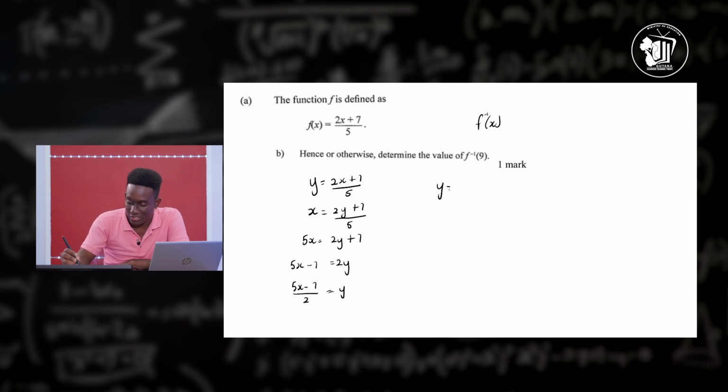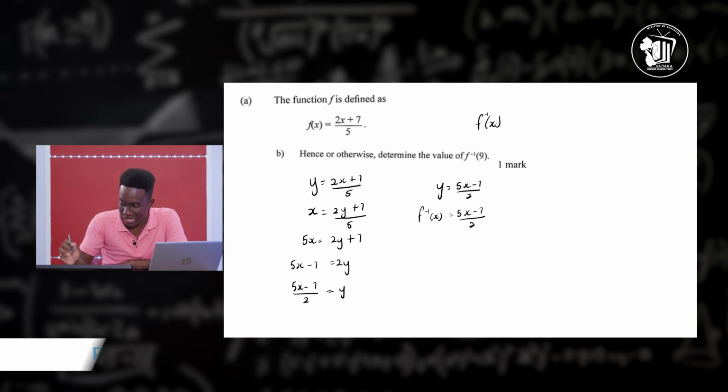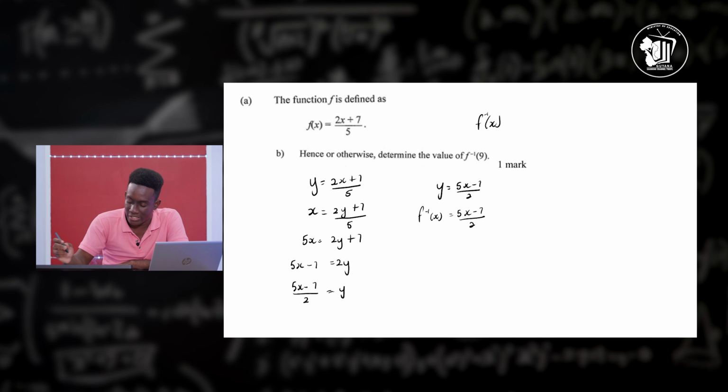And we have y, we can just rewrite this as y is equal to 5x subtract 7, all divided by 2. So we replace this y now with f inverse of x. So 5x minus 7, all divided by 2. Then to answer the question, we want to find f inverse of 9. So this will simply be f inverse of 9 is equal to, so we replace x with 9. So in the inverse function, we replace x with 9. So we'll have 5 multiplied by 9 minus 7, all divided by 2.